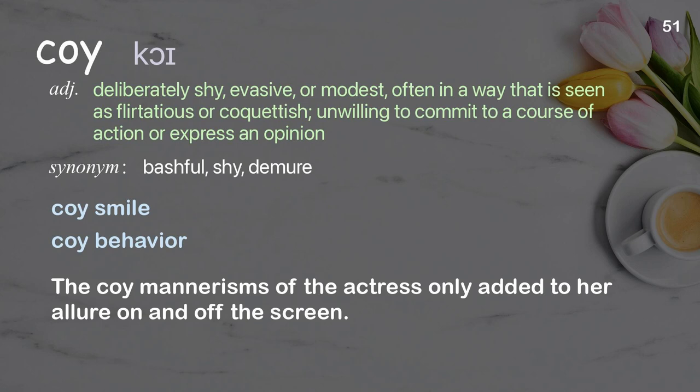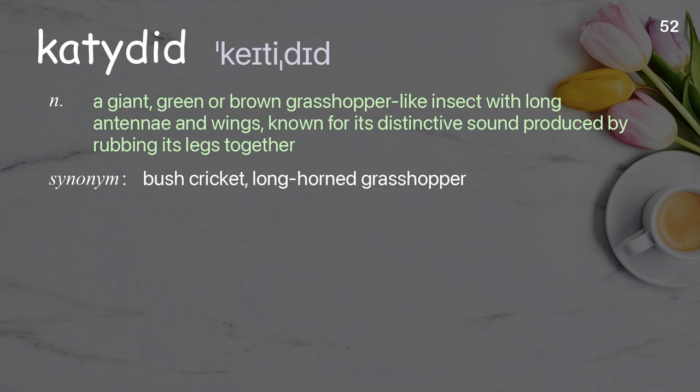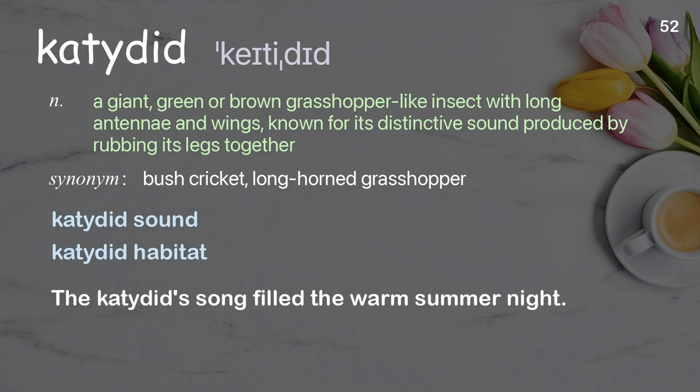Katydid. A giant, green or brown grasshopper-like insect with long antennae and wings, known for its distinctive sound produced by rubbing its legs together. Examples: katydid sound, katydid habitat. The katydid song filled the warm summer night.